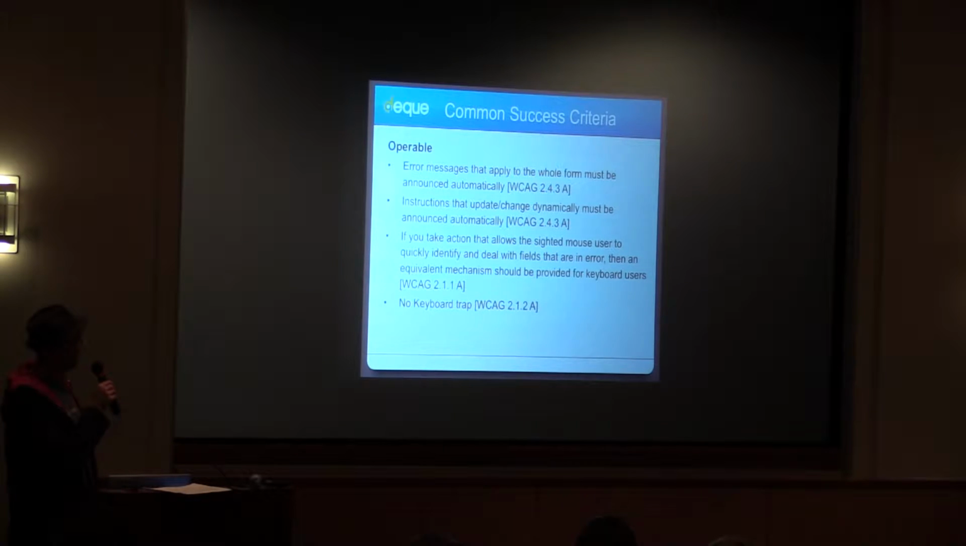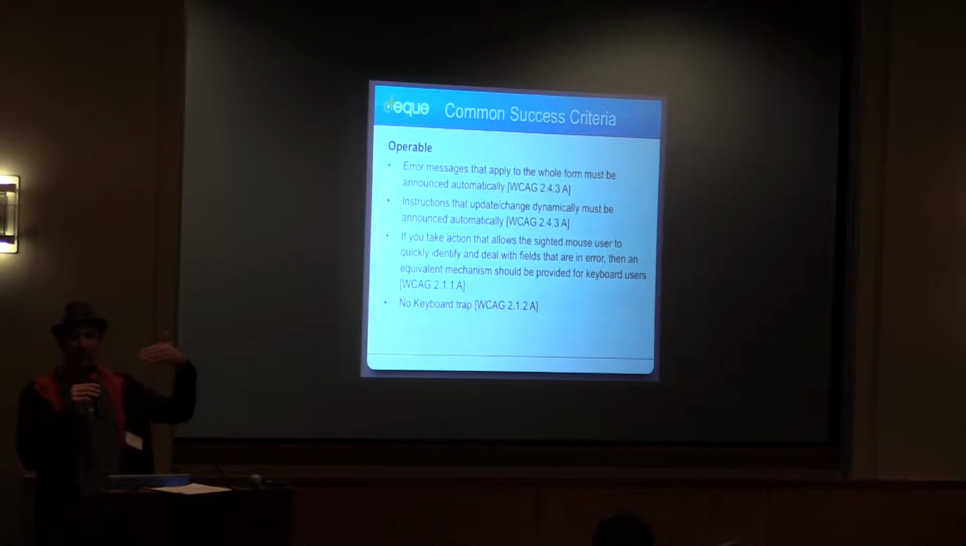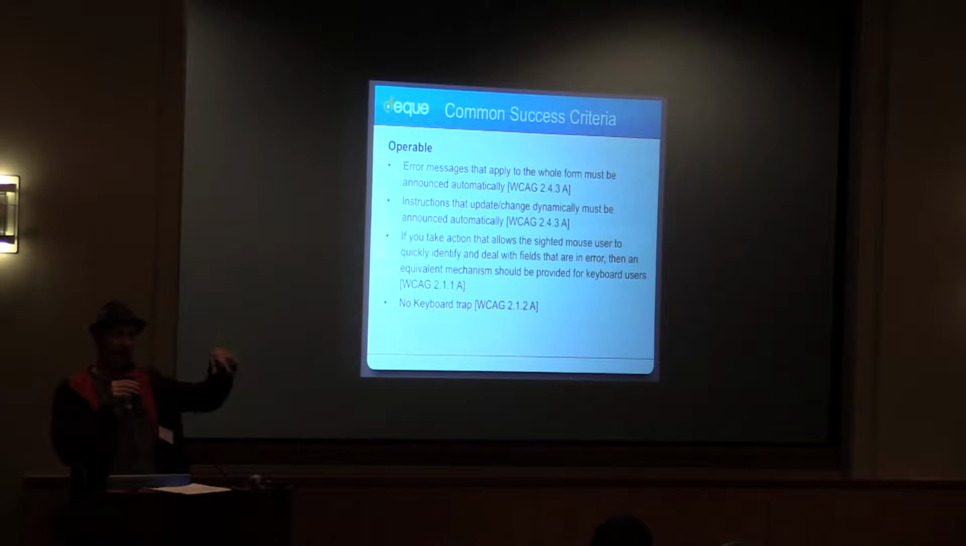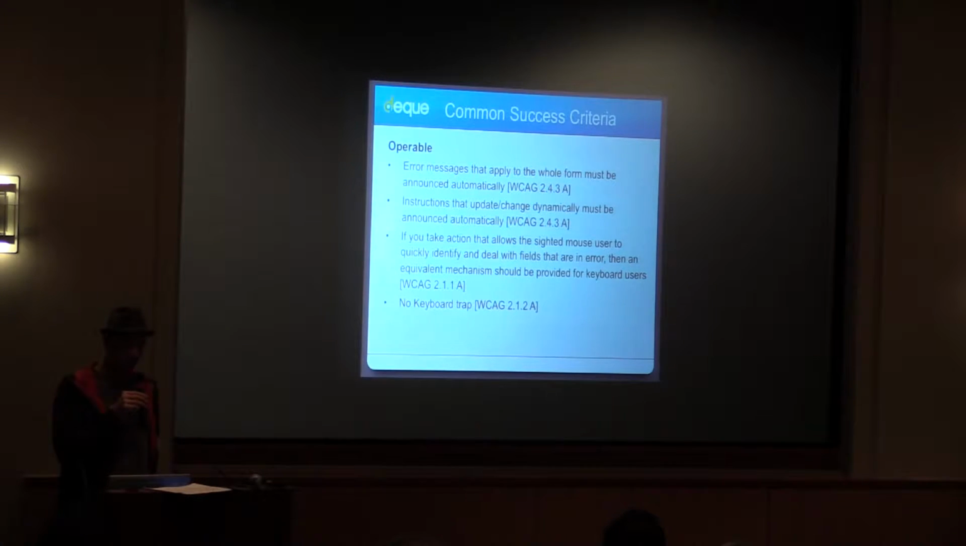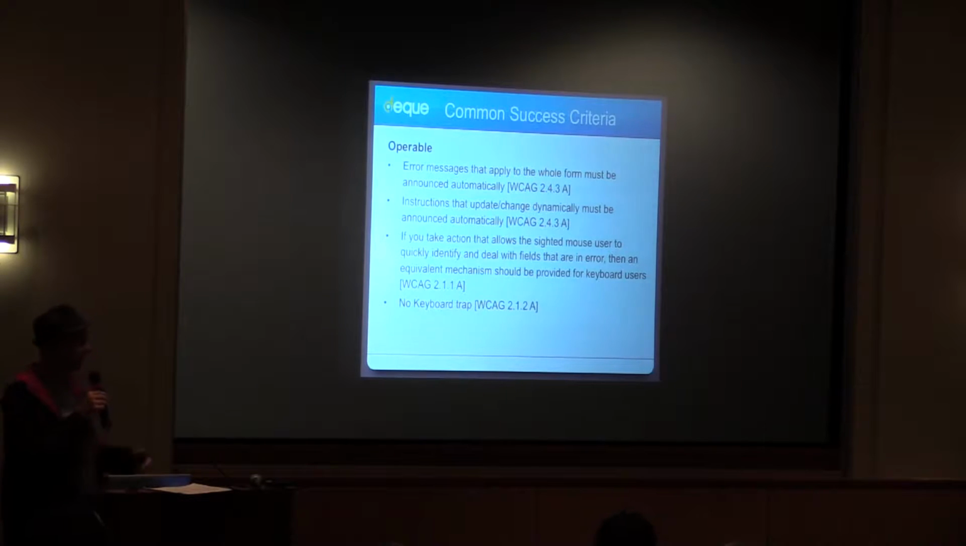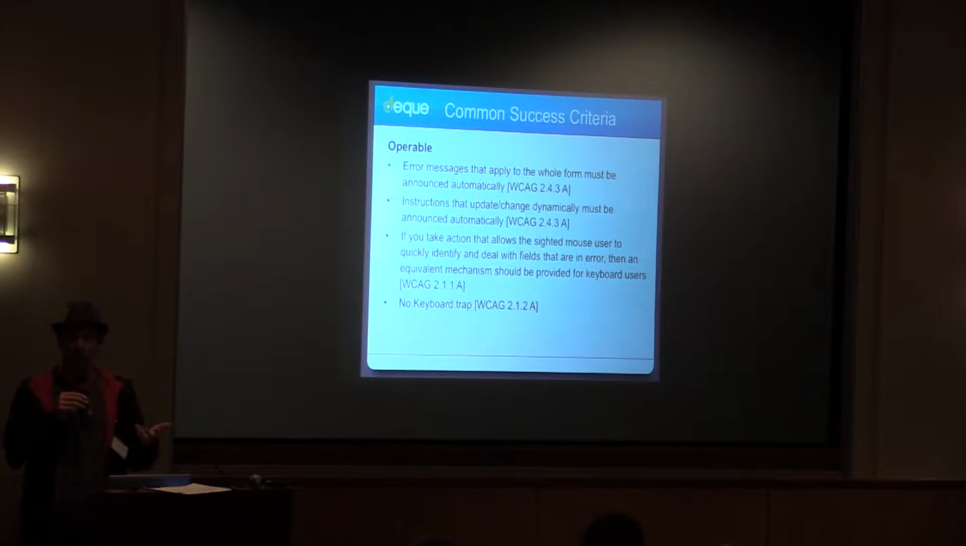In the operable category, there's things like making sure that things that appear dynamically, like form level instructions that may appear at the top of the field as you're typing stuff into the field, are announced correctly when they appear in the field. The same thing applies to error messages. If you take action that allows a sighted mouse user to quickly identify and deal with fields that are in error, then an equivalent mechanism should be provided for keyboard-only users.